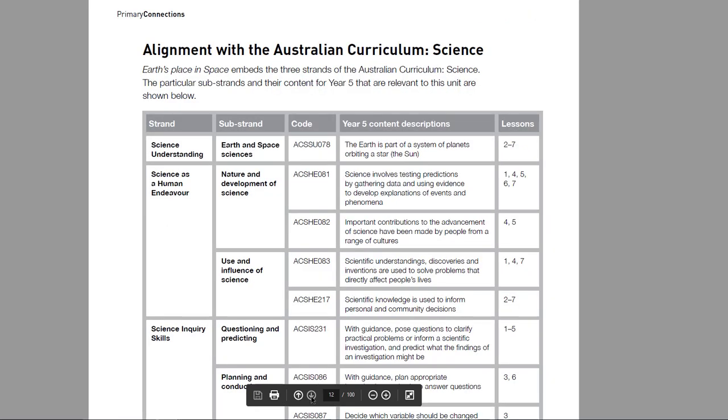So we can see it elaborates a strong alignment with the Australian curriculum, and we can see that the connections are quite explicitly listed there, as are all of the standards and connections to the substrands and all of the elaborations and content descriptors. Really, really good to get your head around those aspects.